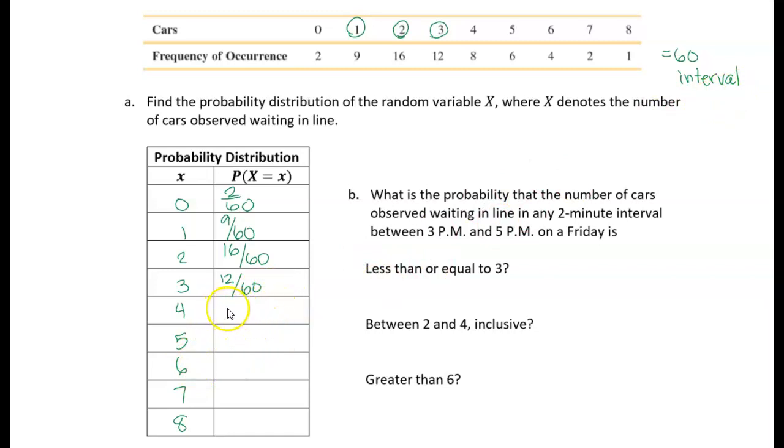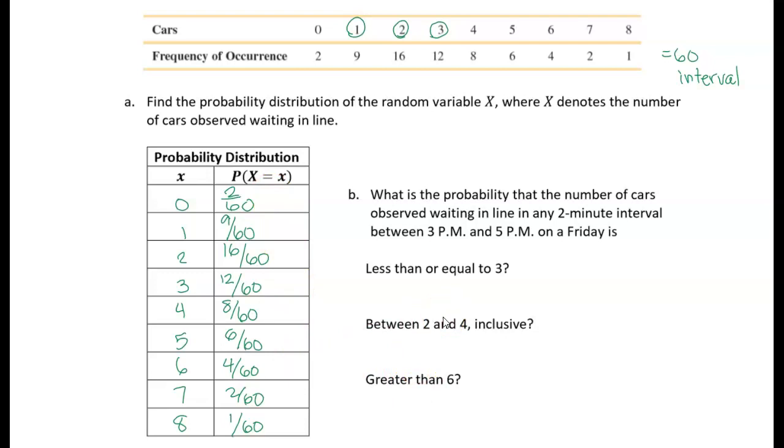So they recorded 4 cars waiting in line 8 times, so 8 out of 60 is the probability for 4 cars waiting in line. 5 cars waiting in line, they recorded 6 out of 60 intervals. 4 out of 60 of those intervals had 6 cars waiting in line. 2 out of 60 intervals had 7 cars waiting in line. And then 1 out of 60 time intervals, they recorded 8 cars waiting in line. Okay, so we can use these as our probabilities if this is a representative sample.